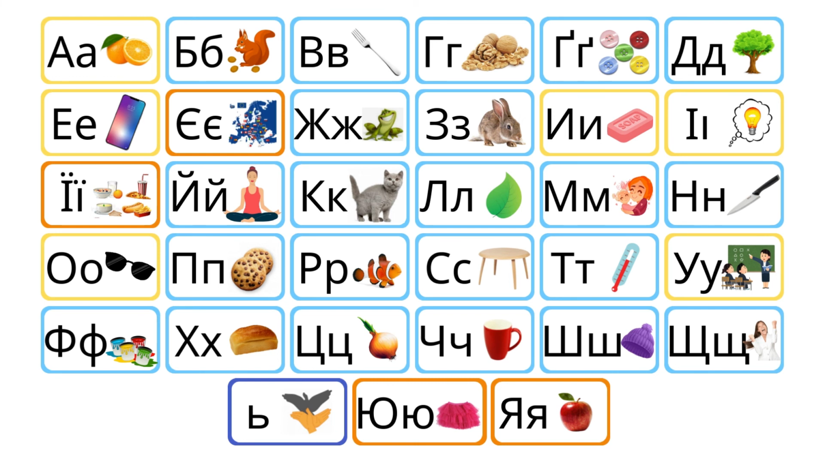К. Кіт. Л. Листок. М. Мама. Н. Ніж. О. Окуляри. П. Печиво. Р. Риба. С. Стіл. Т. Температура. У. Урок. Ф. Фарба. Х. Хліб. Ц. Цибуля. Ч. Чашка. Ш. Шапка. Ща. Щастя.